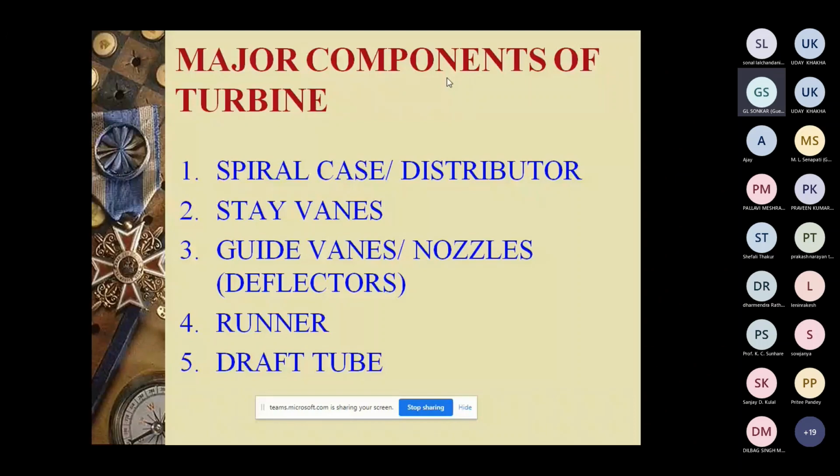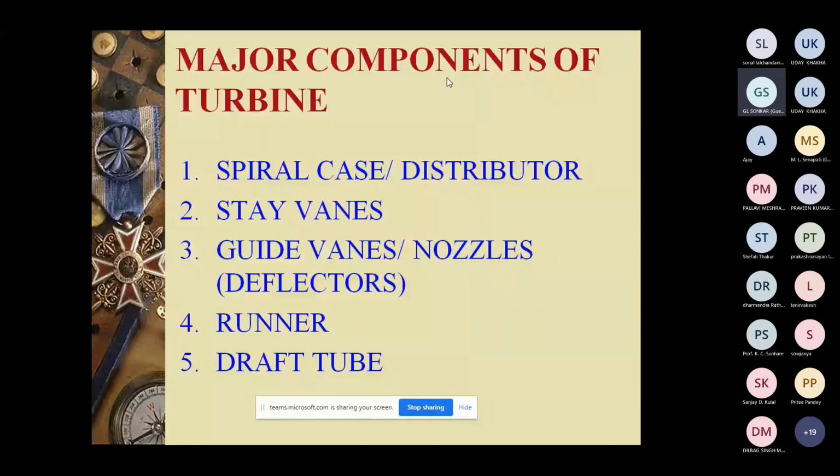Then major components of the turbine: turbine, spiral casing, distributor in case of Pelton. We are basically discussing the Francis only. I will be discussing the Francis only. And stay vanes, guide vanes, what people also call wicket gate. Nozzles and deflectors are in case of Pelton. Then runner, then draft tube. These are the major components of the turbine. Generator, I will discuss when I have a lecture on generator. That will be better.